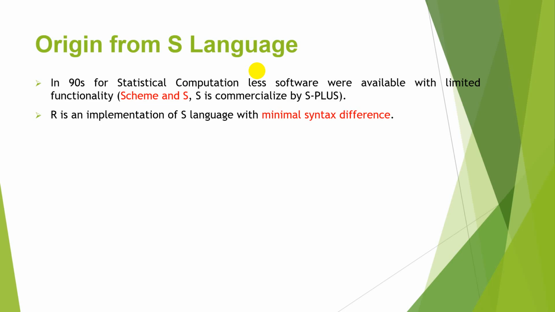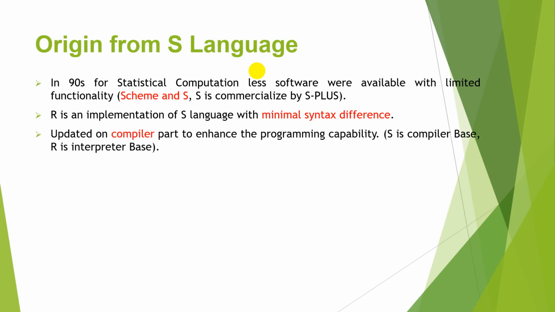Okay, so this is basically exactly the same as the S language, or you can say there are very minimal syntax differences between R and S. The only difference is that S is not free of cost, but R is freely available. What changes did they make? They made the changes at the compiler level, or you can say the interpreter level.